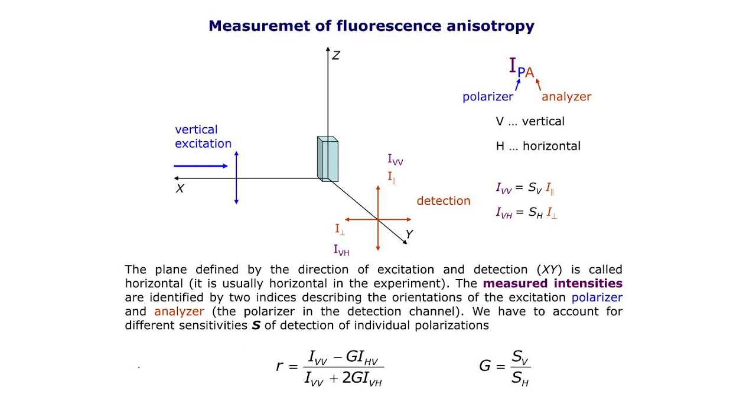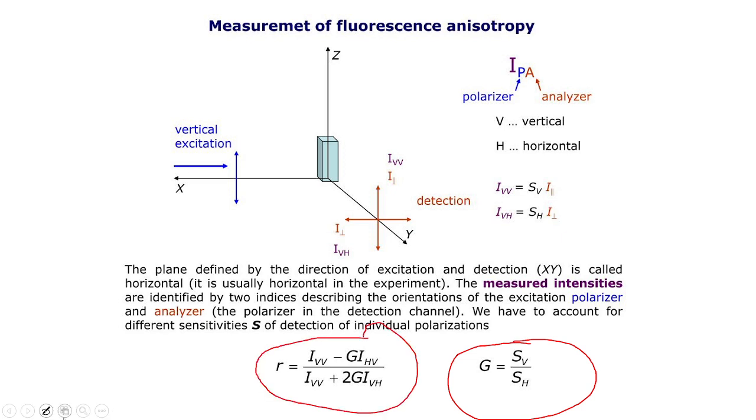Now we have to account for the different sensitivities of detection of the individual polarizations. You have seen that anisotropy R equals (IVV minus G times IVH) divided by (IVV plus 2G times IVH), where G equals SV by SH. So these are two more important equations.